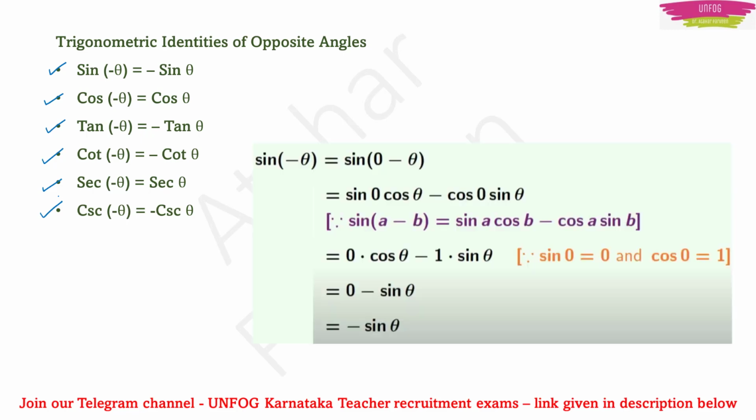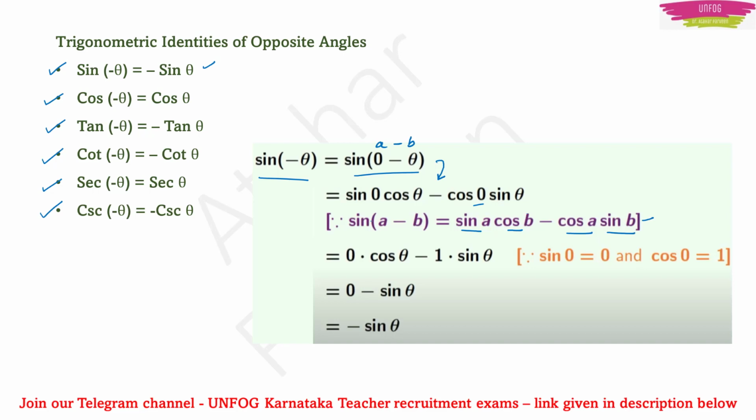For example, you use the previous identity: sine of a minus b is equal to sine a cos b minus cos a sin b, and you take this sine of minus theta, the first identity. You can prove that it is equal to minus sine theta. Sine of minus theta you can write as 0 minus theta. Let this be a and let this be b. Now use this formula, sine a cos b minus cos a sin b. So it will be sine 0 cos theta minus cos 0 sine theta.